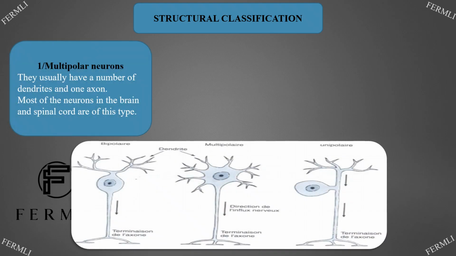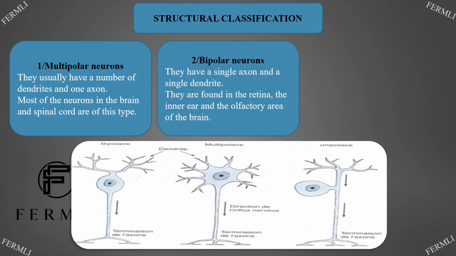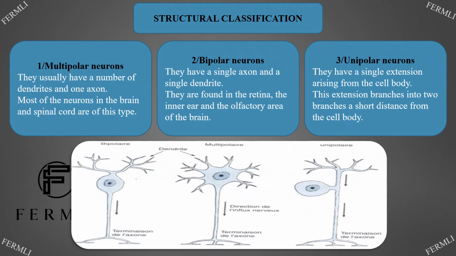Structural classification. One, multipolar neurons: they usually have a number of dendrites and one axon. Most of the neurons in the brain and spinal cord are of this type. Two, bipolar neurons: they have a single axon and a single dendrite. They are found in the retina, the inner ear and the olfactory area of the brain. Three, unipolar neurons: they have a single extension arising from the cell body. This extension branches into two branches a short distance from the cell body.